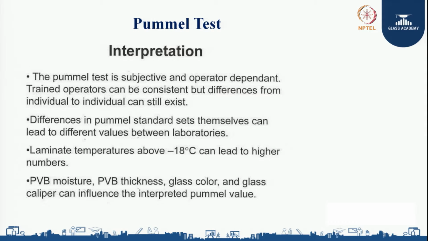But this pummel test is not a standardized one, because the pummel test is subjective and operator dependent. Only trained operators can be consistent, but differences from individual to individual can still exist. Differences in pummel standard sets themselves can lead to different values between laboratories. Laminate temperatures above minus 18 degrees centigrade can lead to a higher number. PVB moisture, PVB thickness, glass color and glass caliper can influence the interpreted pummel value.